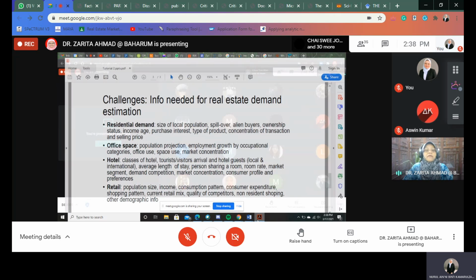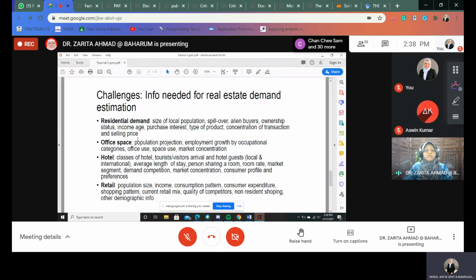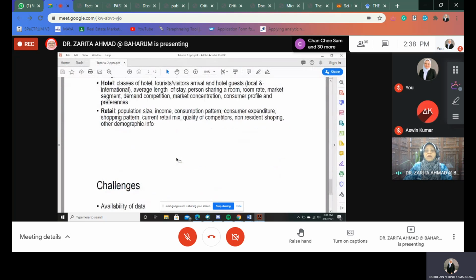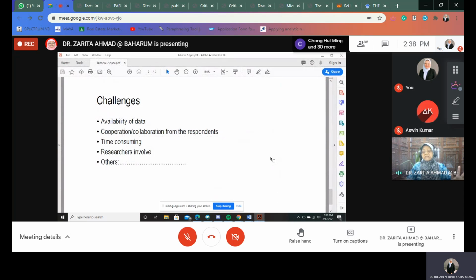What questions do we have? You're talking about this information, these things that you need to cover. What would be the challenges here? Of course, you want to do market research, but the issue is the availability of the data. Is it possible to do? If the data is there, voila, no problem, it can be done. Then there's the cooperation from the respondents. Some respondents you can easily approach, some are not easily approached. That's another challenge here.